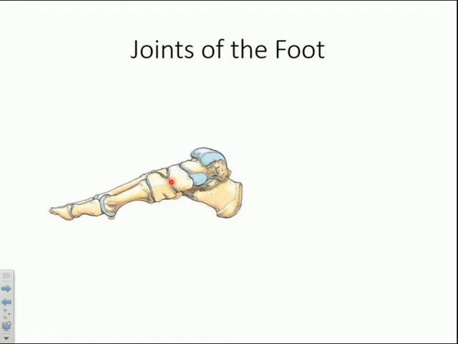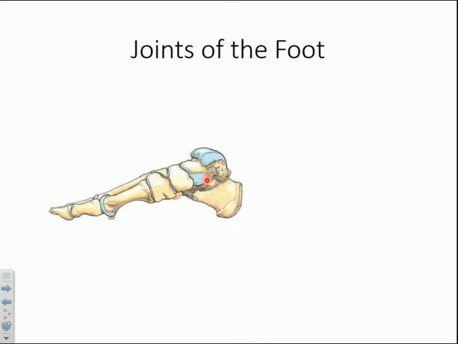The majority of them are very, very small gliding type motions. It's reinforced by a number of strong ligaments, so there's only a little bit of wiggle room. But there are a few joints where we see much more prominent motion that we need to discuss. First one is what is called the subtalar joint. This is an articulation between the inferior surface of the talus and the superior surface of the calcaneus.